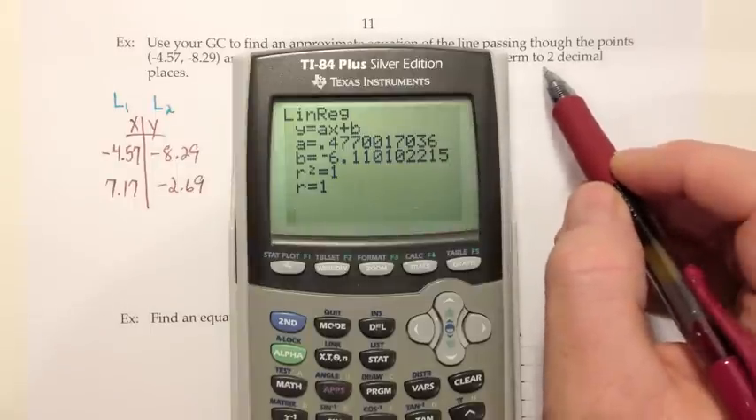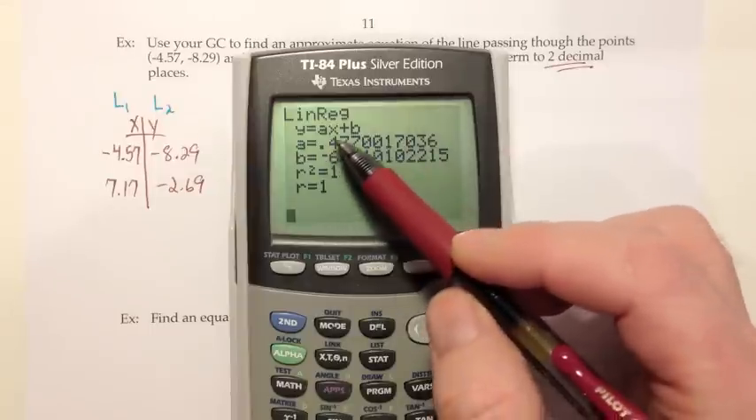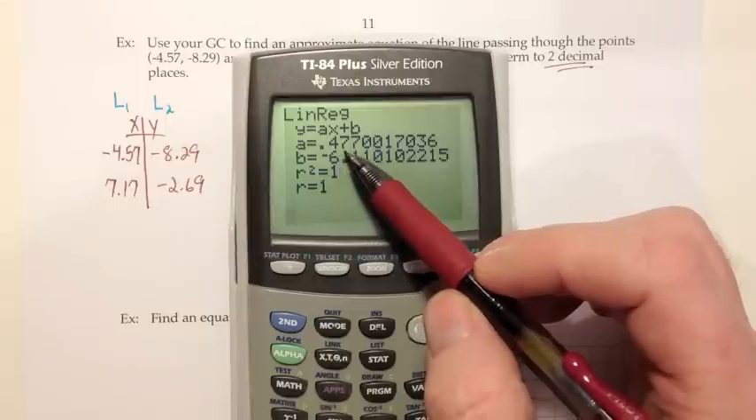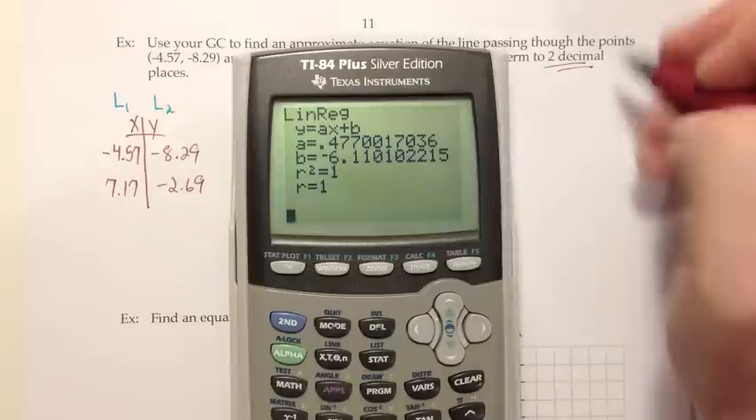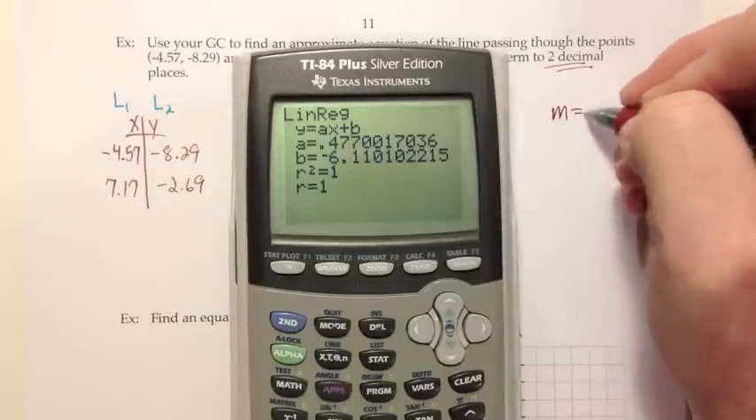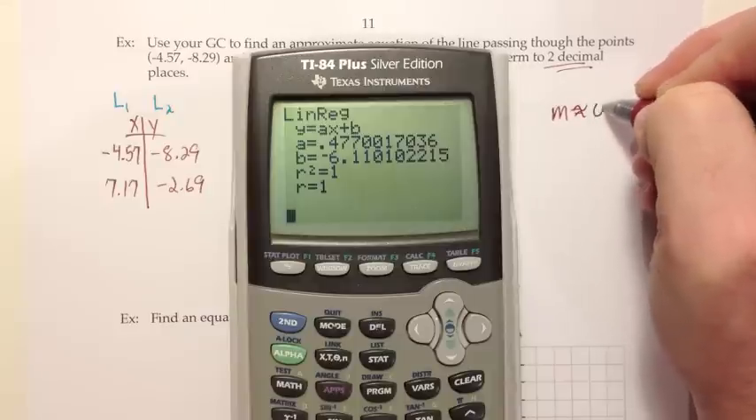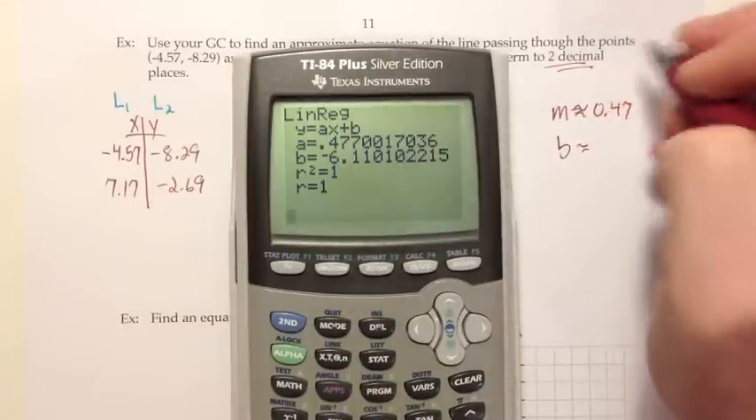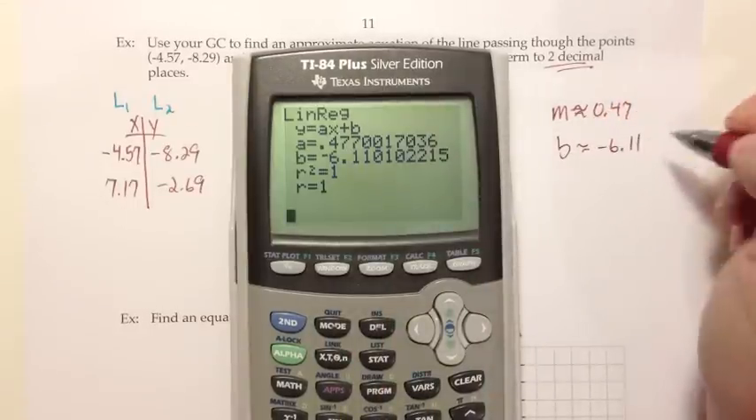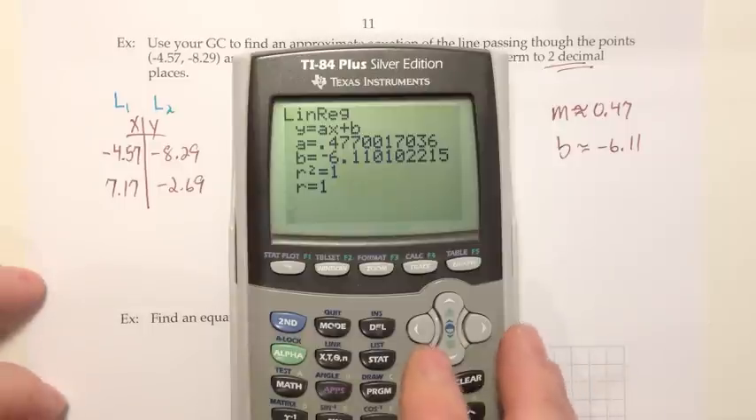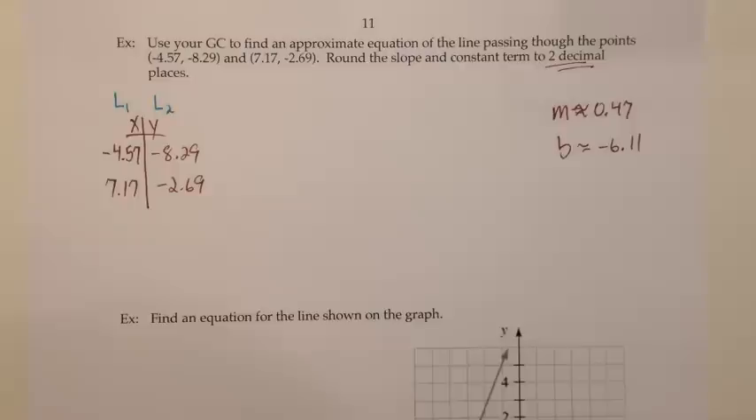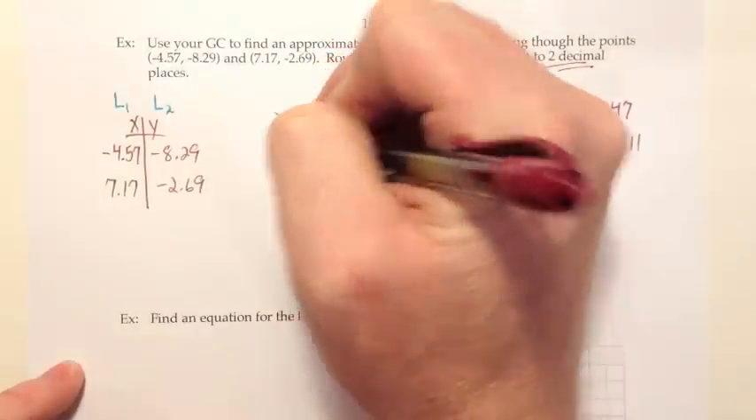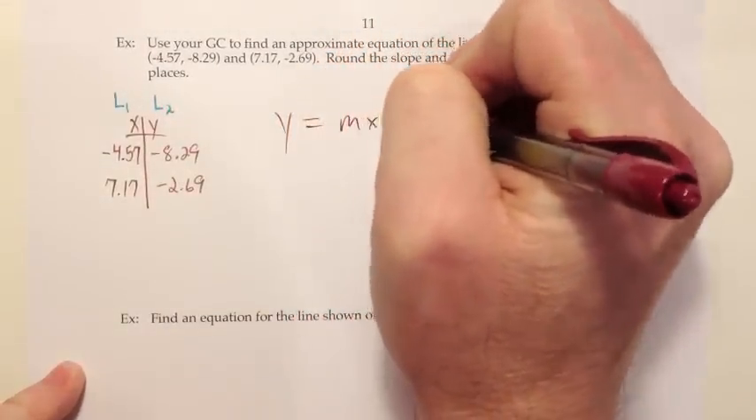They said to round these to two decimal places, so the slope, which is the coefficient of x, which they're calling a instead of m, looks like it would be 0.48 because of that 7. I'm just going to write that over here on the side. My slope is approximately 0.47. And then B would be approximately -6.11. So there's my two decimal places for M and B. And as we started off this section saying, if you know M and B, you've got your equation, because the format is Y equals MX plus B.